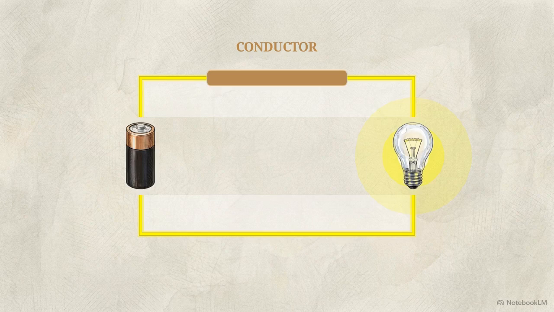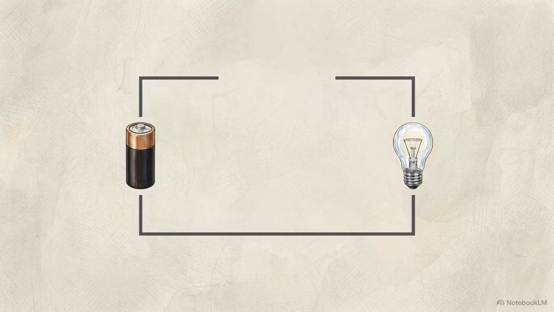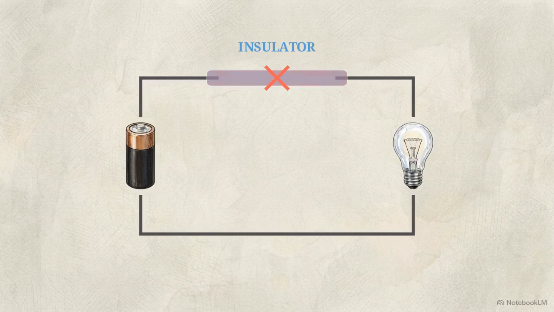On the other end, some materials act like a solid, impenetrable wall. We call these insulators, the red light. If that metal bridge is swapped for a block of glass, the flow stops completely. Glass and rubber block electricity, keeping you from getting shocked.